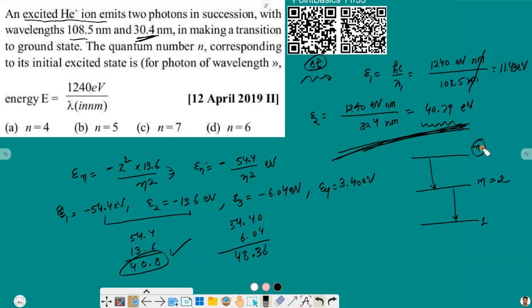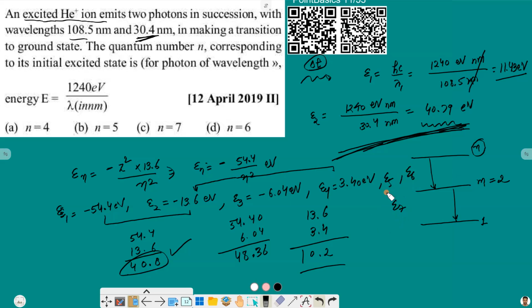So now we have to find n such that the transition happening from level 2 gives us an energy difference of 11.43 electron volt. And I think that is possible between level 2 and 4. If we subtract them, 13.6 minus 3.4, that will give us 10.2. So no, that's not right. So that means it will be happening either for E5 or E6 or E7.